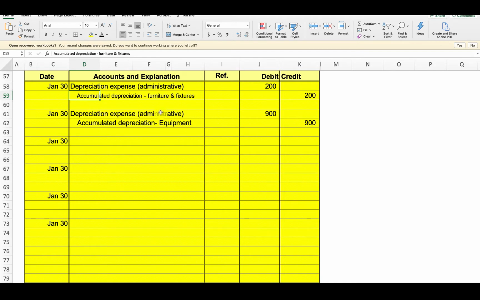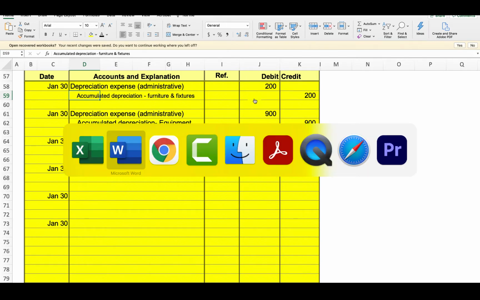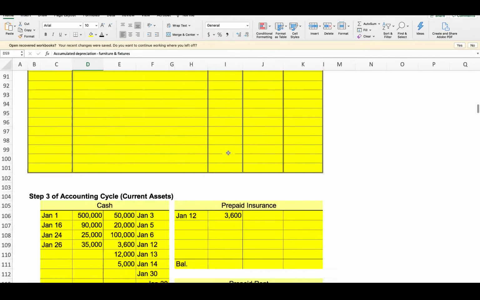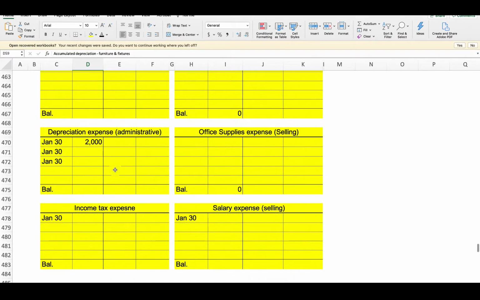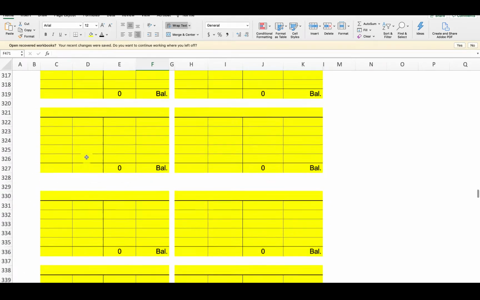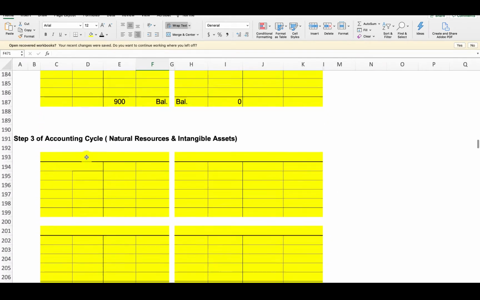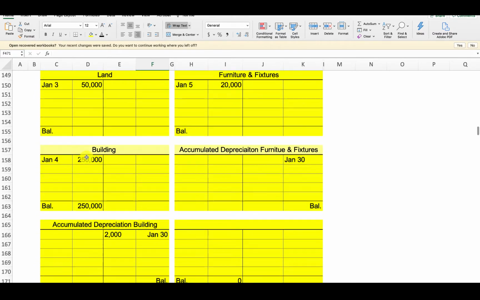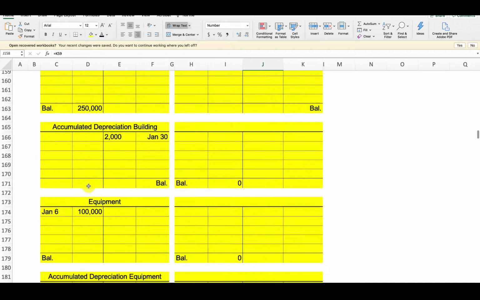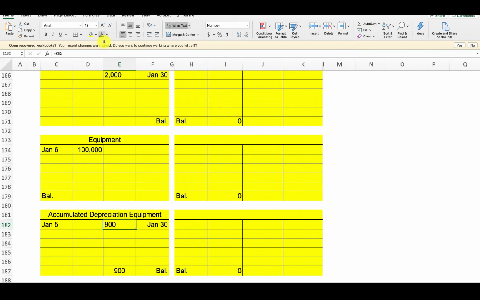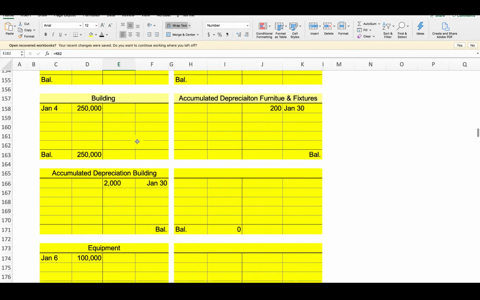So depreciation expense, administrative, and accumulated depreciation equipment, and these numbers come from the amounts. I'm going to go to my depreciation expenses in the expense section here. Here is my depreciation expense for the equipment and the furniture. So there's the two here. And then I'm going to go up to accumulated depreciation in the long-term asset section. I have accumulated depreciation furniture and fixtures, that's going to be a credit, and accumulated depreciation equipment, that's going to be a credit. Those are the two amounts that I have right there.